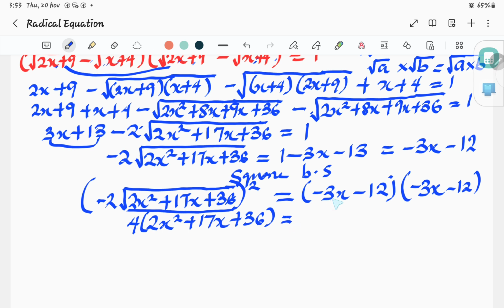So from here, we can multiply it, open up the bracket. Negative 3x times negative 3x, that's 9x squared. Negative 3x times negative 12, that's positive 36x. Negative 12 times negative 3x, that's going to give us positive 36x. Negative 12 times negative 12, that's going to give us positive 144. All right, so from here, we can still proceed.